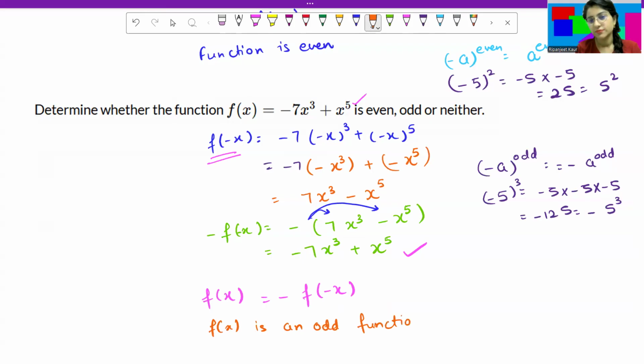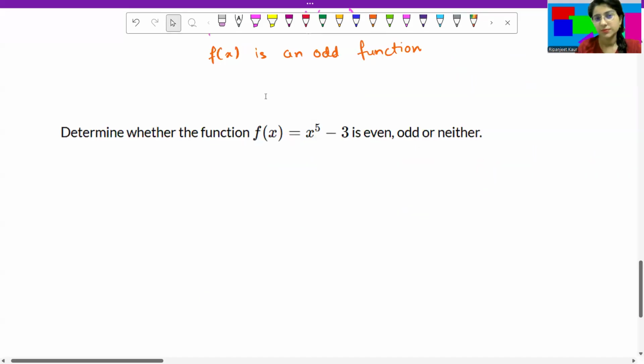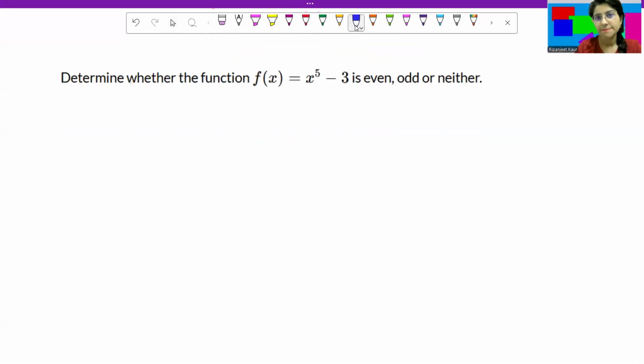And how do you know if it's neither? So now for a function which is neither, both of the conditions should not be satisfied. Let's do an example of that as well. Let me bring it on my screen. Is it visible to you? Yeah.